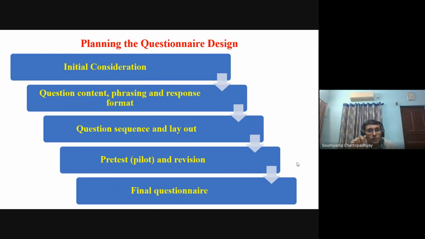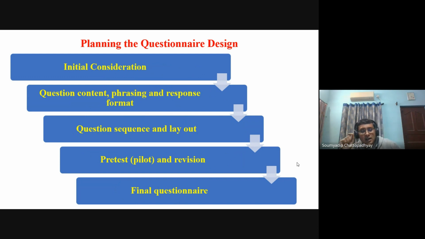In the context of this response format, coding is very much important, especially for those of us who are doing some kind of quantitative research. Okay, and then we need to decide on the question sequence and layout. Why question sequence is very much important, we will discuss later on with the help of an example, why this sequencing of questions is very much important in the planning of the questionnaire.